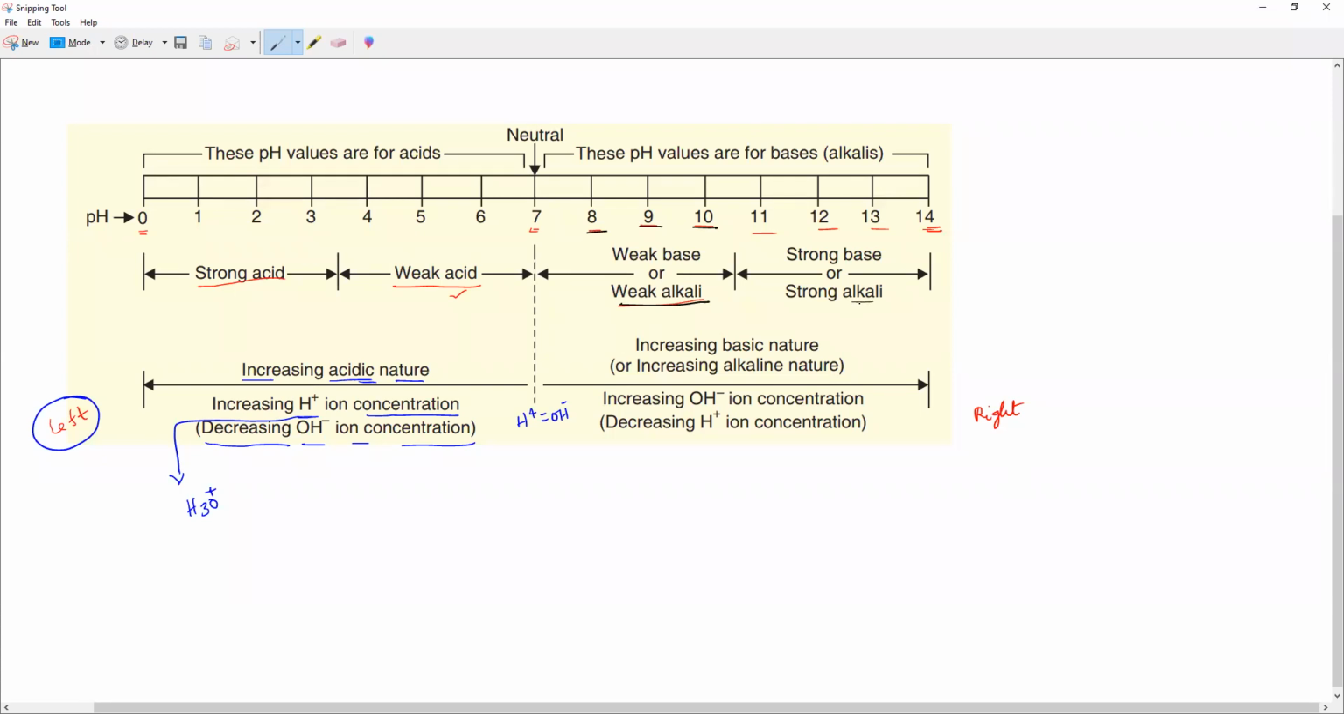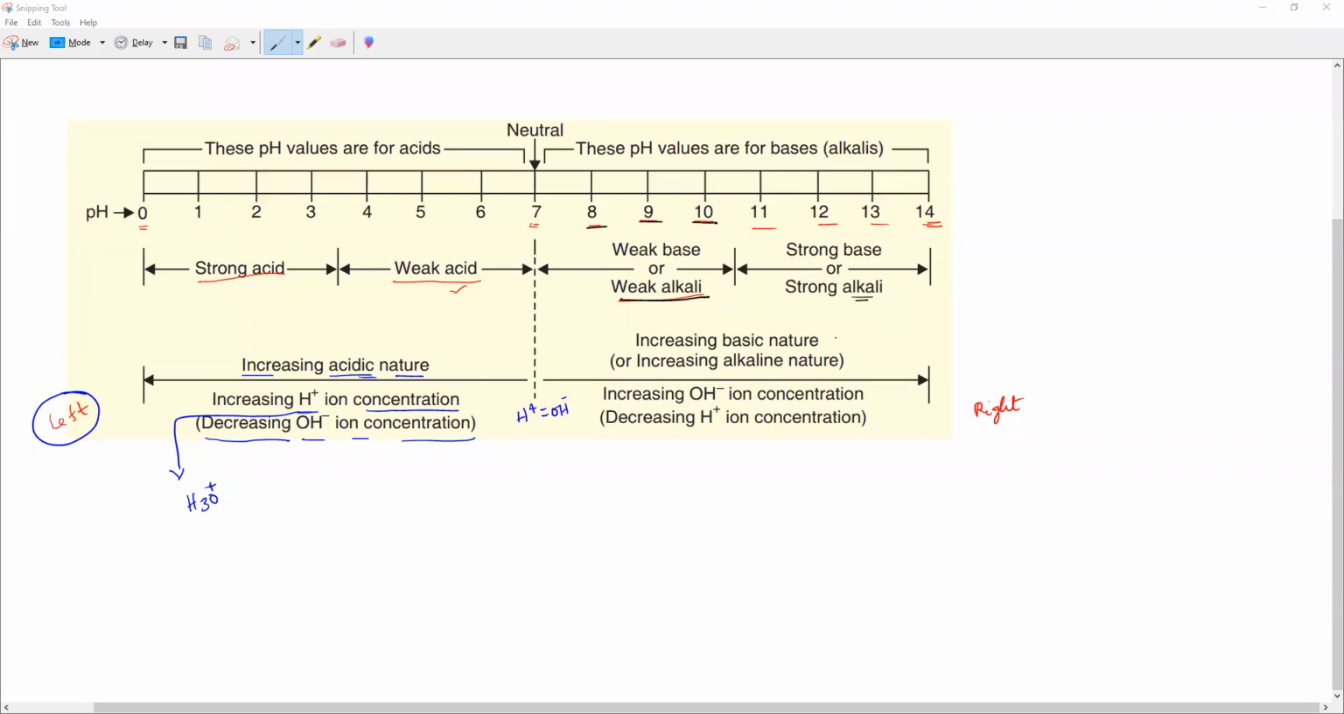Strong alkalis. So alkalis means which ions are more, OH minus ions or H plus ions? OH minus ions. So that is what you have to remember. So from 7, if I'm moving towards the right, you can move from 7 to the right side.